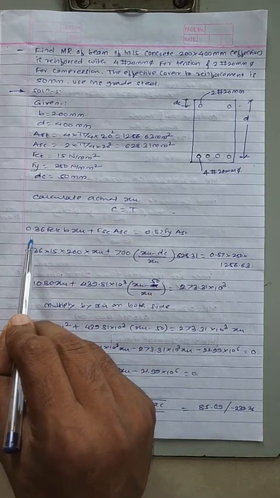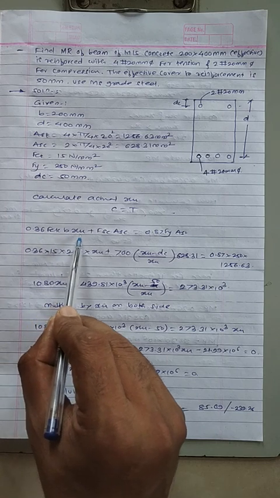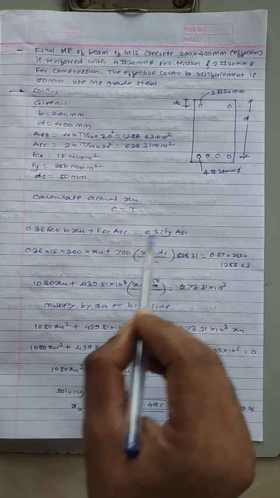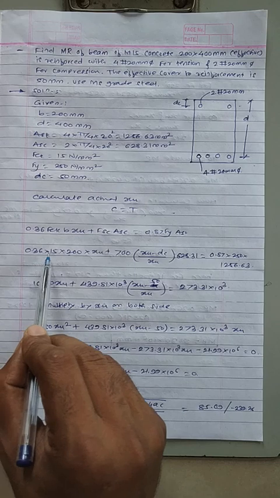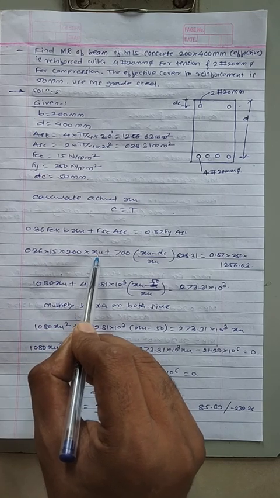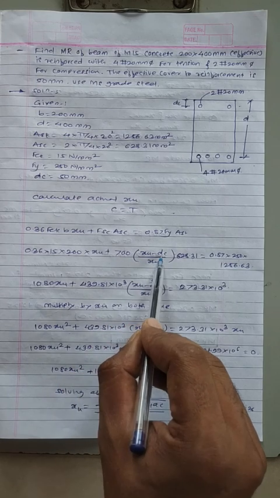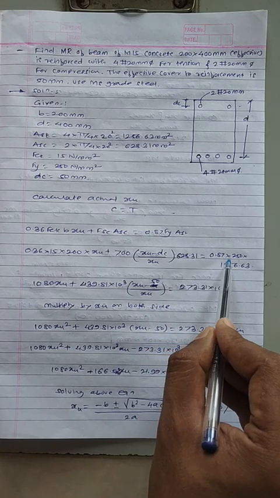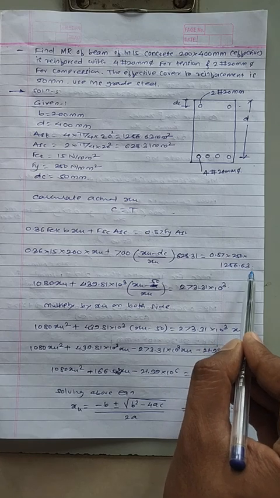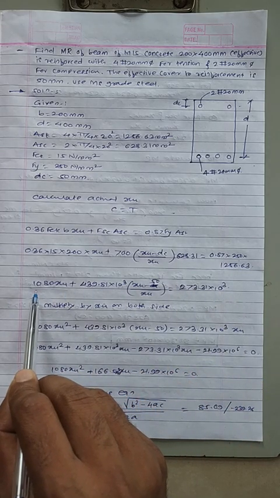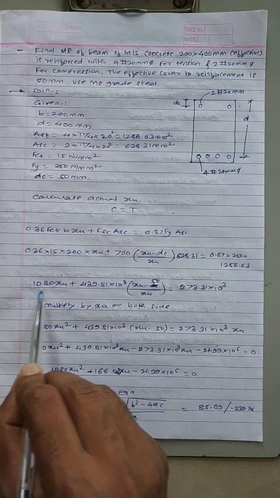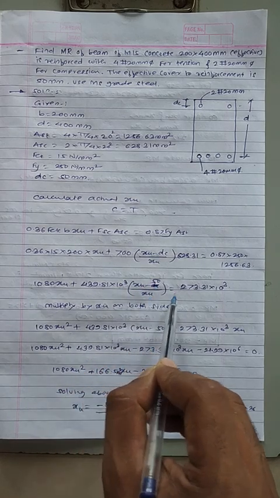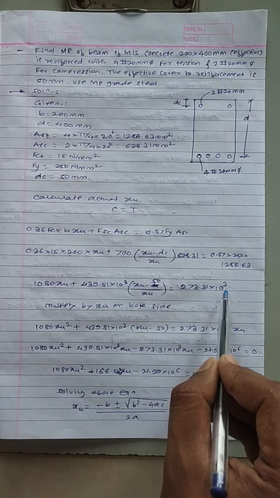We know that the C for this condition is 0.36 fck b xu plus fsc into Asc, is equal to T, that is 0.87 fy Ast. Put in all values. 0.36 into 15, b will be 200, xu remains as it is, fsc will be 700 (xu minus dc) upon xu into Asc, whose value is 628.31, is equal to 0.87 into 250 into 1256.63. So rearrange the equation, that is 1080 xu plus 439.81 into 10 raised to 3 (xu minus 50) divided by xu is equal to 273.31 into 10 raised to 3.